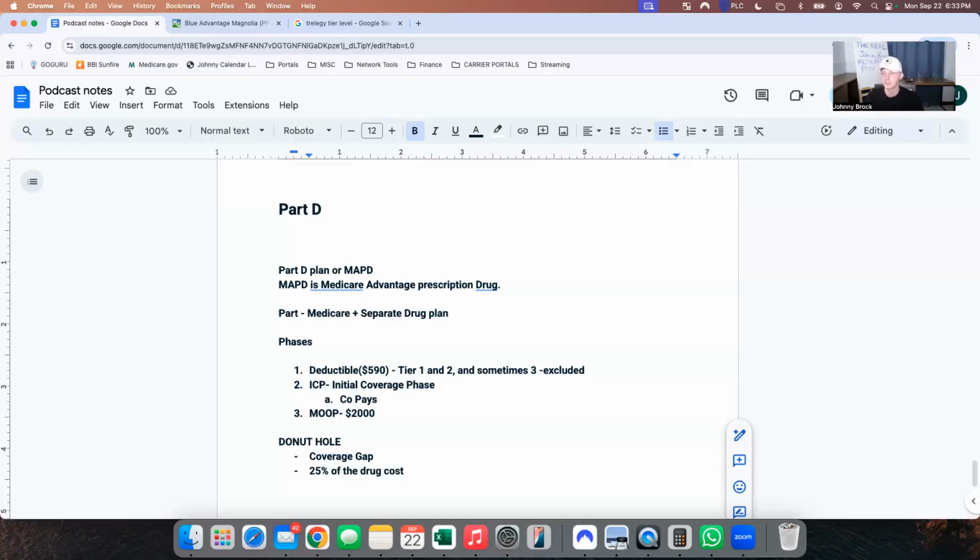Then you're going to have the initial coverage phase. Well, you're going to be in the initial coverage phase up to a certain amount. Let's say you pay $2,000 in the initial coverage phase. Well, then you would hit the donut hole and you'd pay 25% until you got to like $4,000. It's crazy. Nowadays, you're in the initial coverage phase, you're paying copays, you hit the $2,000 max out of pocket, you don't pay anymore.